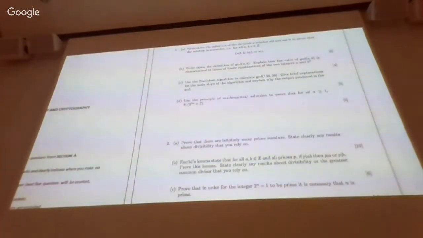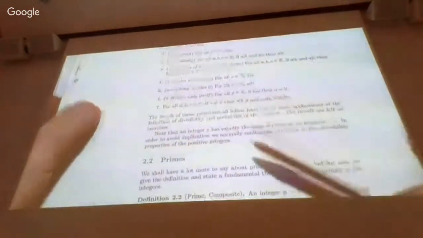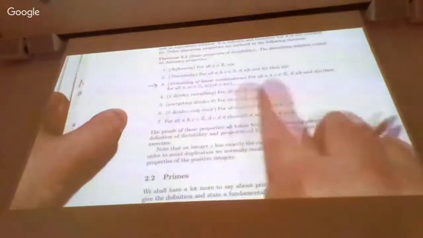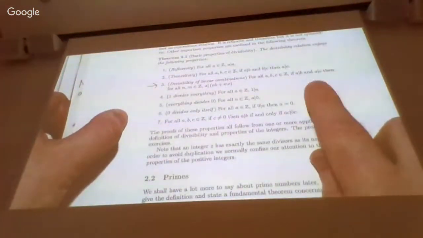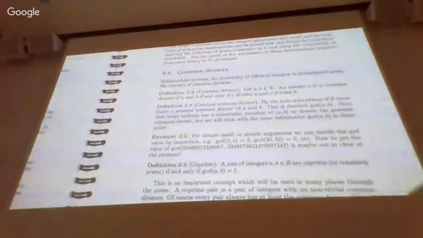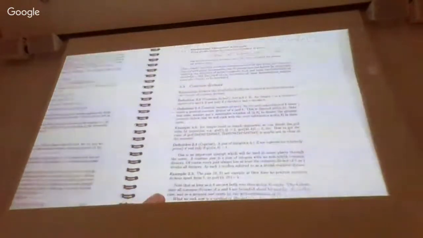In chapter 2, then, we introduced divisibility, gave the definition and all its properties, one of which is asked in question 1A. We have this early theorem 2.1, property 3, the divisibility of linear combinations, which came up again and again. We were constantly referring to that throughout the course. We did a quick look at prime numbers, which you can define once you have divisibility. Then we looked at common divisors, greatest common divisor. That brought us to the Euclidean algorithm as well, and Bezout's identity.